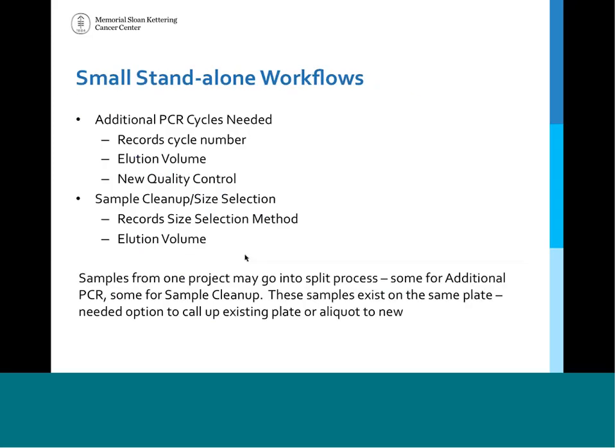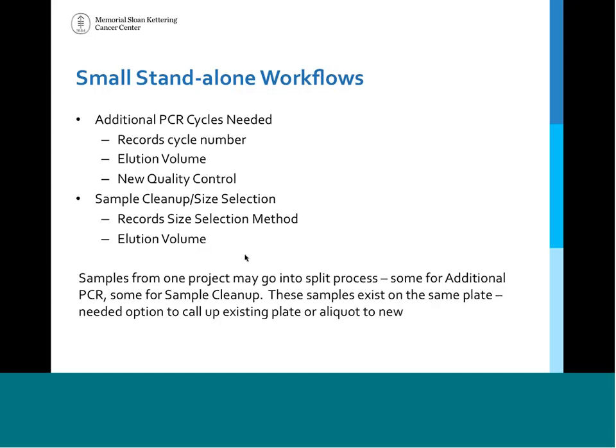As part of this, we've increased our use of small standalone workflows. These are the two primary ones we use. This allows us to split samples within a request into multiple processes. So if 3 of the 5 samples require some additional work, we can move those 3 into a different workflow, do some additional work on them, and then they'll all come back together in the same process.